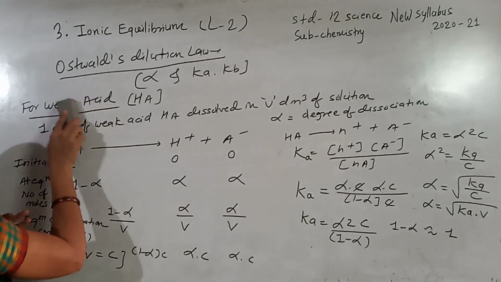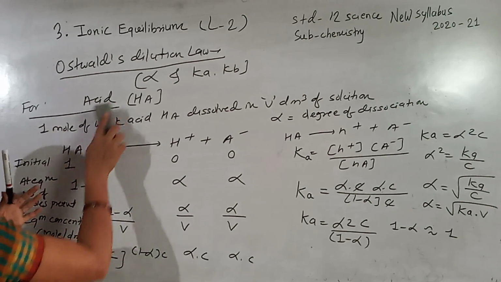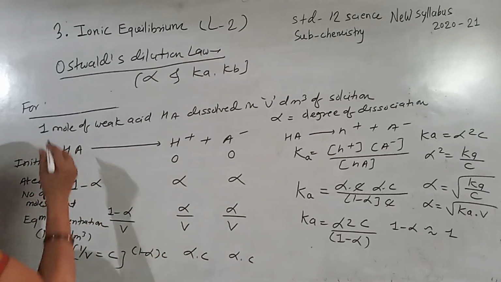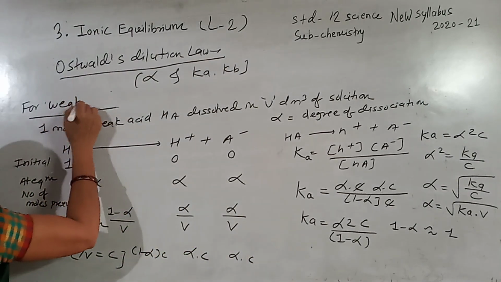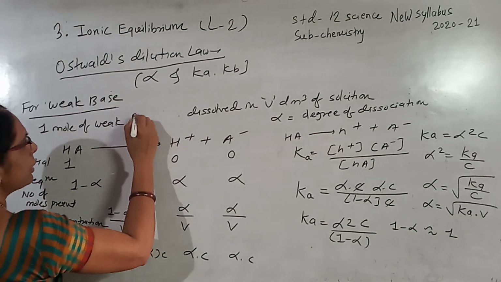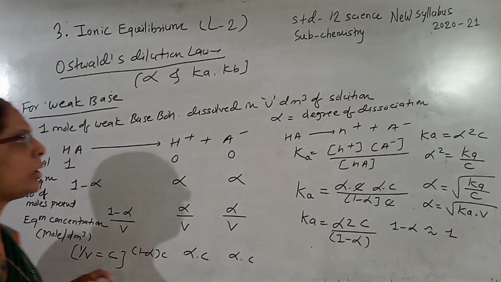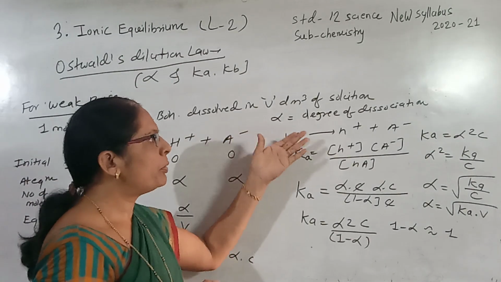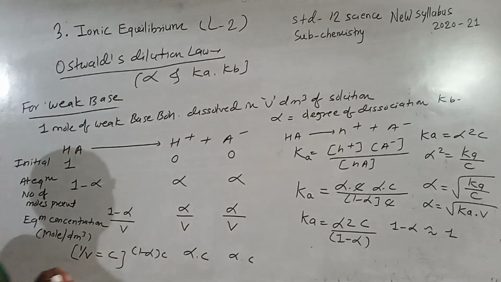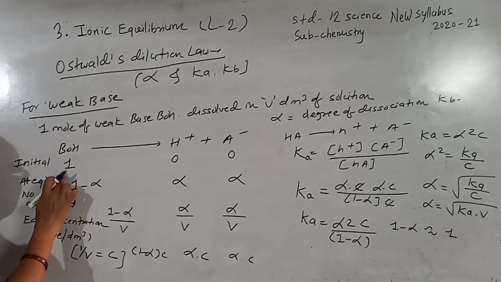Similarly, consider the weak base as BOH. Now consider the same law for the weak base. It also gives a relationship for the weak base. So we consider 1 mole of the weak base, BOH, dissolved in V dm cube of the solution, where alpha is the degree of dissociation and Kb is the dissociation constant. Now consider the 1 mole of BOH when dissolved initially.